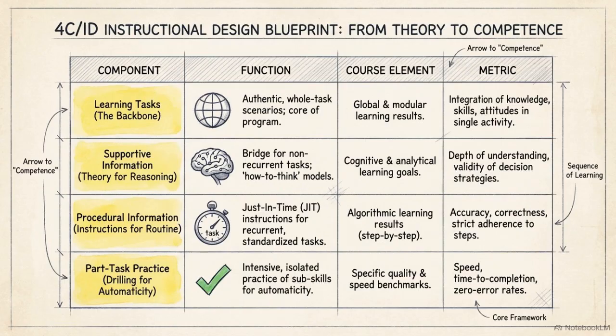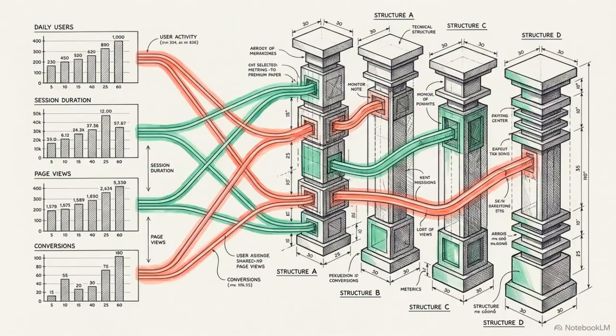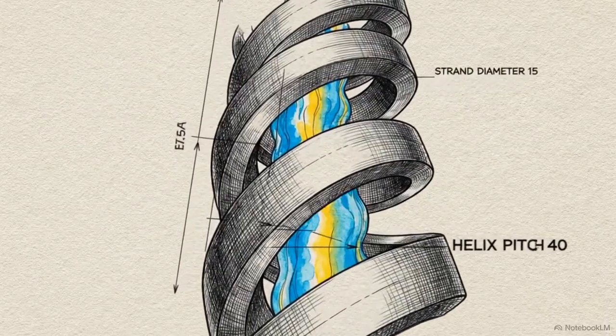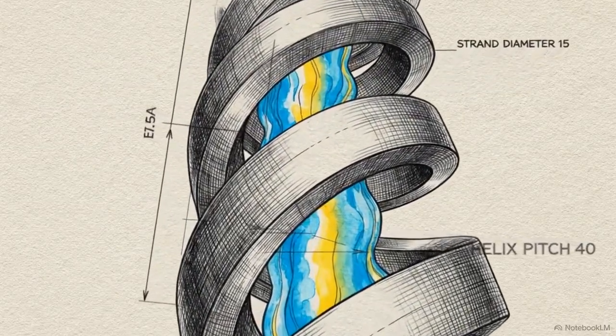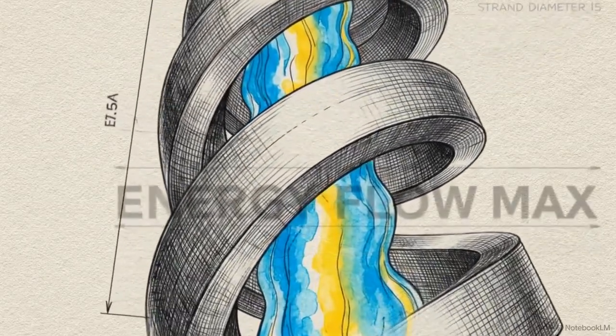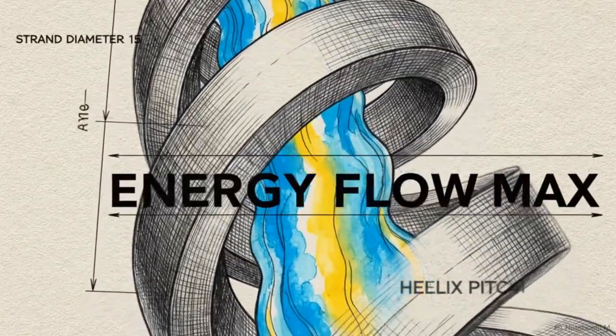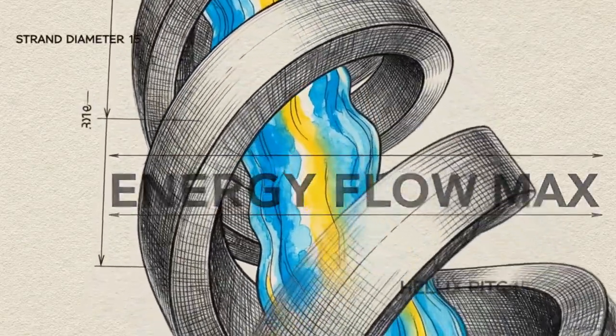Part task practice involves the isolated drilling of specific subskills until full automaticity is achieved, measured by speed and zero error rates. Course developers must map user activity data against these 4 components to ensure assessment metrics reflect true professional competence. The 4CID model engineers holistic environments where knowledge, skills, and attitudes are inextricably linked from day one, addressing the transfer paradox at its root.